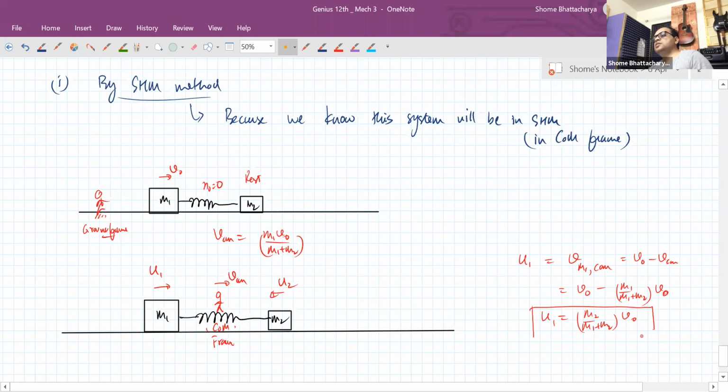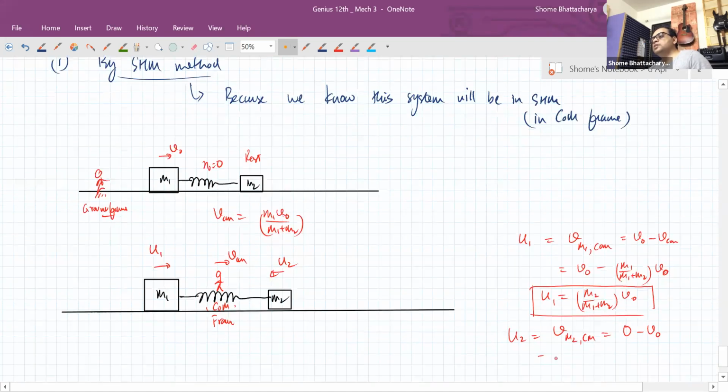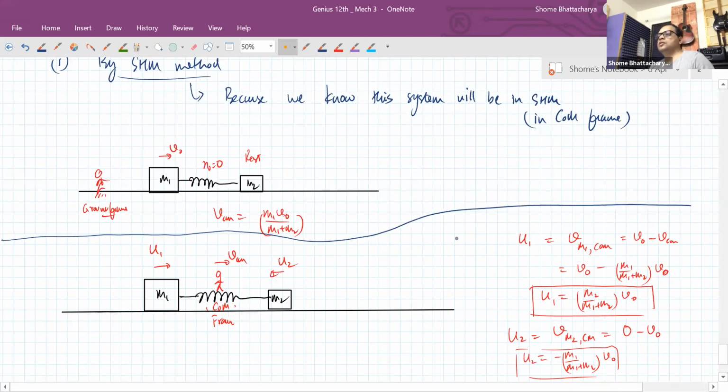Okay. And similarly, u2 is velocity of m2 with respect to center of mass. So it is 0 in ground frame minus V_CM. So it is really, with the algebraic sign, it is minus m1 upon m1 plus m2 times v0. Okay. So this is in the center of mass frame. So these are relative to CM.